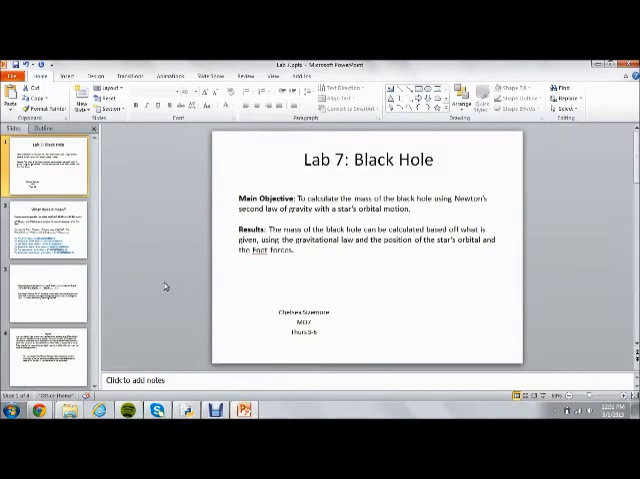This is Lab 7 by Chelsea Sizemore. The main objective of this lab was to calculate the mass of the black hole using Newton's second law of gravity with the star's orbital motion. The result is the mass of the black hole can be calculated based off of what is given, using the gravitational law and the position of the star's orbital and the net forces.